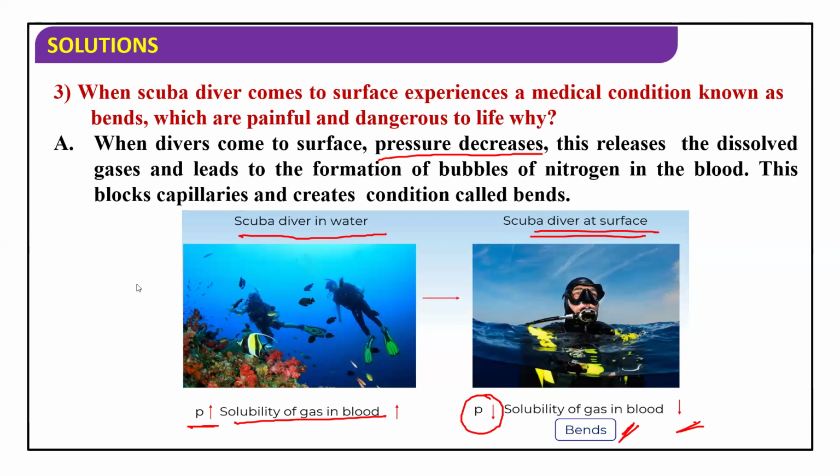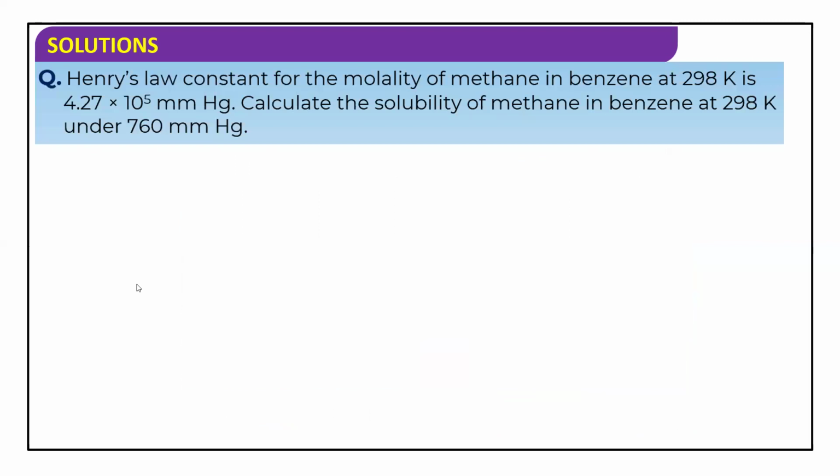I would like to close today's session with one numerical based on Henry's law. So here is the question to you guys. Find the answer fast. If you get the answer first, we can wind up today's session. Henry's law constant for the molality of methane in benzene at 298 Kelvin is given. KH is given in the question. Calculate the solubility of methane in benzene at 298 Kelvin under 760 mm mercury. What is the 760 mm mercury? It is the partial pressure.